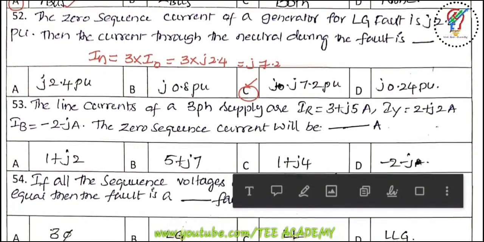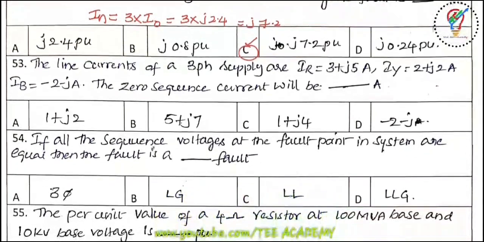And the next question, the line currents of a three-phase supply are IR is equal to j3 plus j5, IY is equal to 2 plus j2, and IB is equal to minus 2 minus j4, the zero sequence current will be, okay, I'll write the formula here. Zero sequence current I naught is equal to 1 by 3 times IR plus IY plus IB. So add these three currents and divide by 3, you'll get the answer as 1 plus j2. So A is the right answer here.